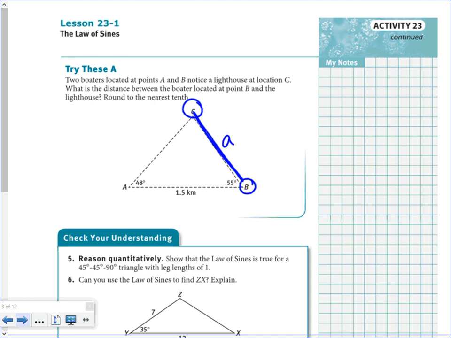And same thing over here. This is angle B, so if you want to label it angle or side B, since it's opposite angle B, you can do that. That's up to you. You can pick random variables or use based on the angles that they give you.